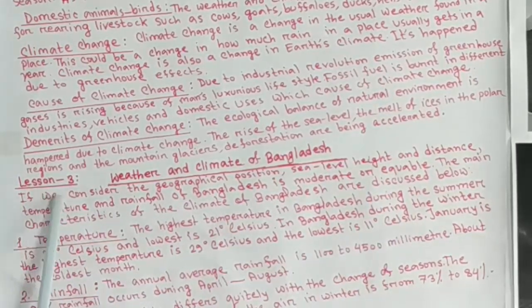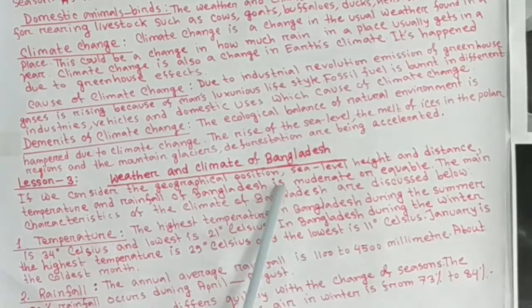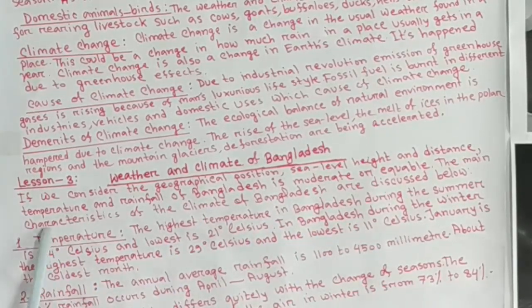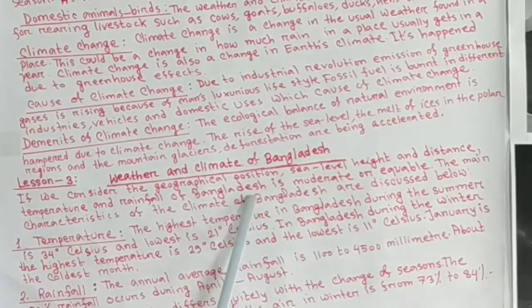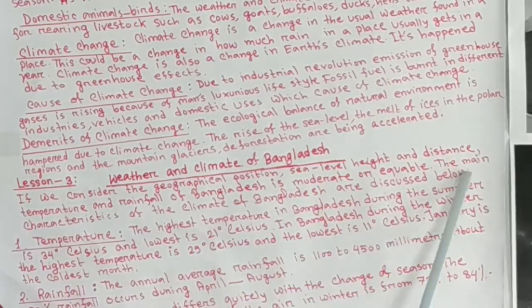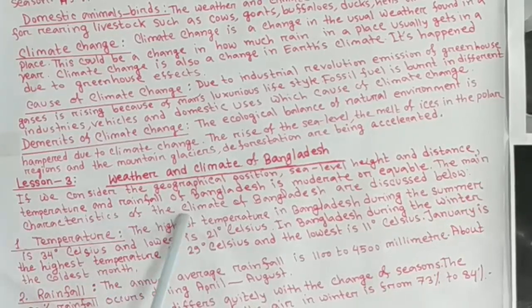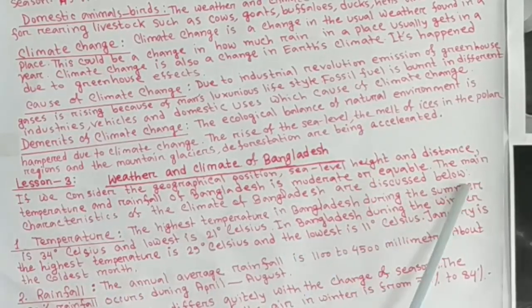Okay, next go to lesson 3. In this lesson it has been discussed about weather and climate of Bangladesh. If you consider the geographical position, sea level height and distance, temperature and rainfall of Bangladesh is moderate. So our climate is moderate or equable. The main characteristics of the climate of Bangladesh are discussed below.